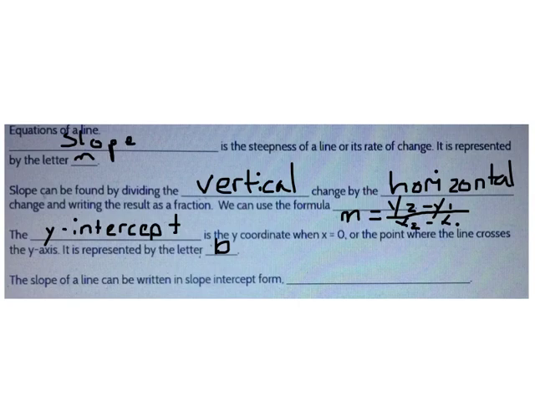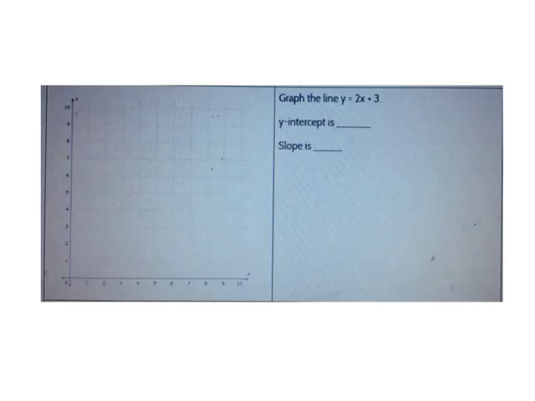The equation of a line can be written in slope-intercept form. The equation of a line can be written in slope-intercept form as y equals m (slope) times x plus b (y-intercept). Today we're going to use equations in slope-intercept form to graph lines.